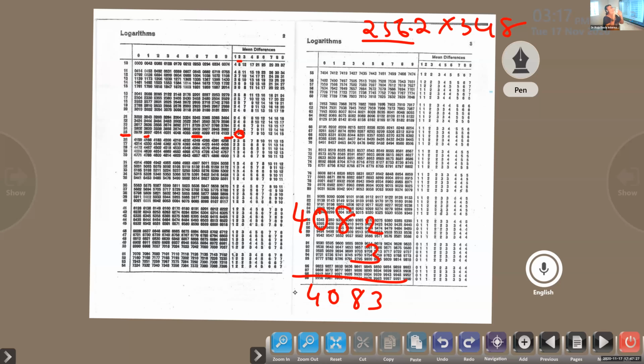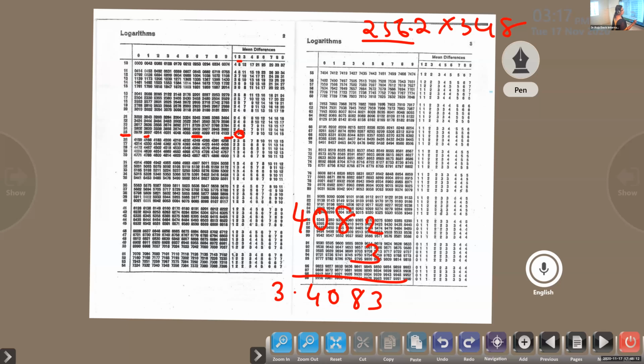This is a method. There is no theory behind it. This is how we do it. First, identify the corresponding decimal by using logarithms and mean differences. Then count how many digits there are in 2562. There are 4 digits, minus 1, that is 3. So these numbers as decimals, and whatever you reduce by 1, that is 3. So the equivalent value of 2562 is 3.4083.